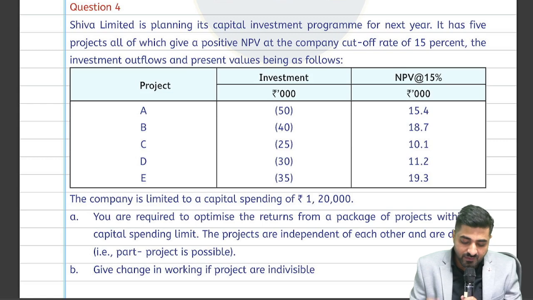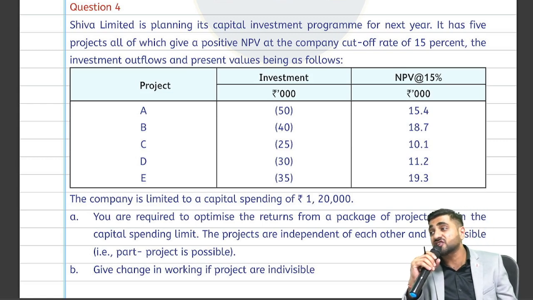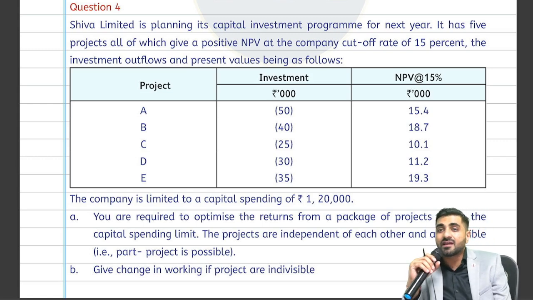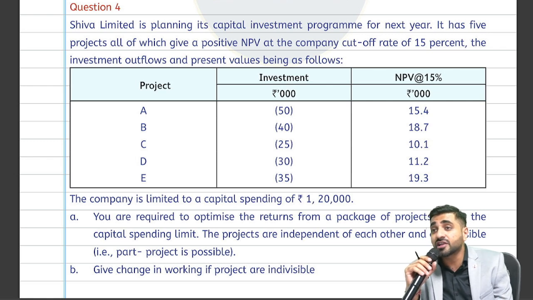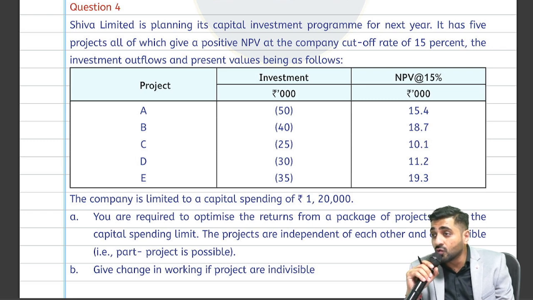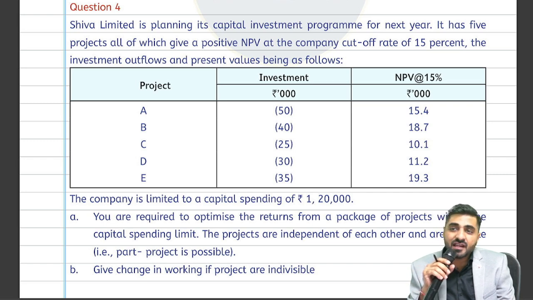Then there is something which is also called capital rationing. Now capital rationing actually means logical allocation of funds. What does capital rationing mean, beta? Logical allocation of funds. And this concept should only be used when the funds available with you are less than the funds which are required.